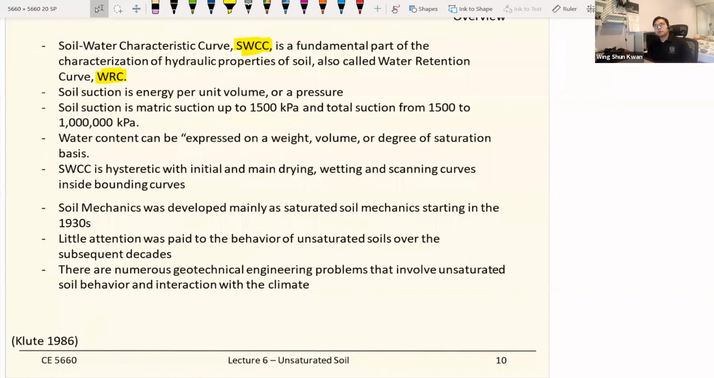You can get into the ground a little bit more, and then you can get more mining material. Those geotech problems will be heavily involved in unsaturated soil mechanics.